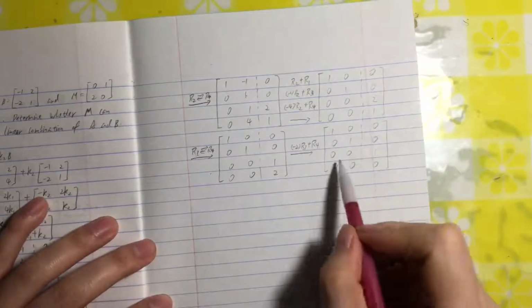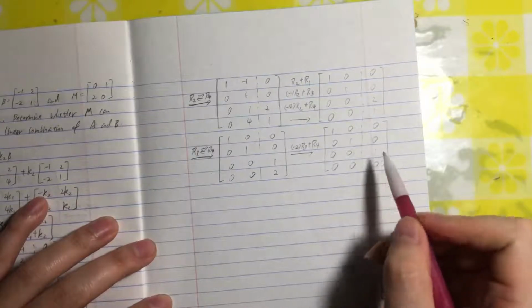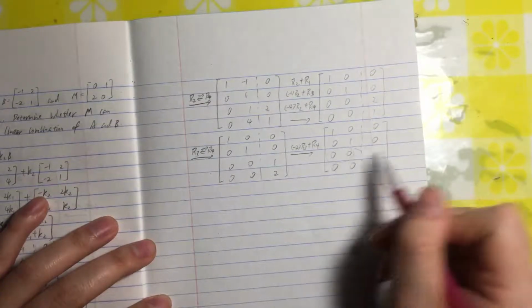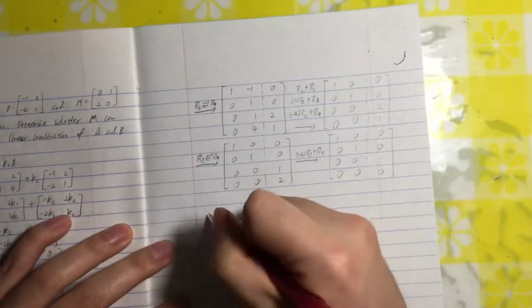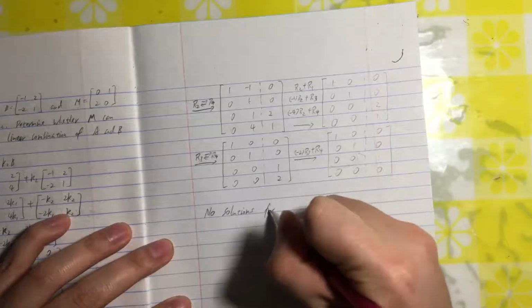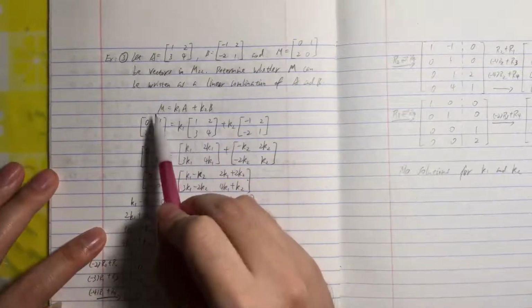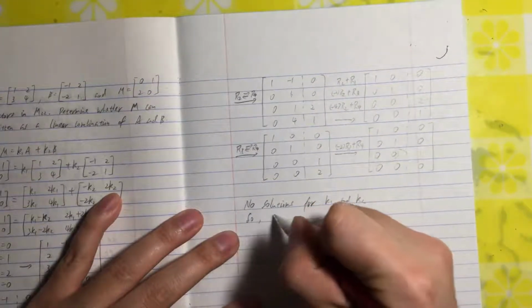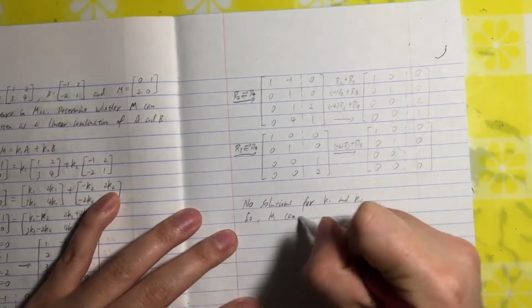So you can see that in the third row, we have 0 equal to 1. That's inconsistent. We have 0K1 plus 0K2 equal to 1. That's impossible. So this system of equations is inconsistent, and there are no solutions for K1 and K2. If there are no solutions for K1 and K2, that means M cannot be written as a linear combination of A and B. So matrix M cannot be written as a linear combination of matrices A and B.